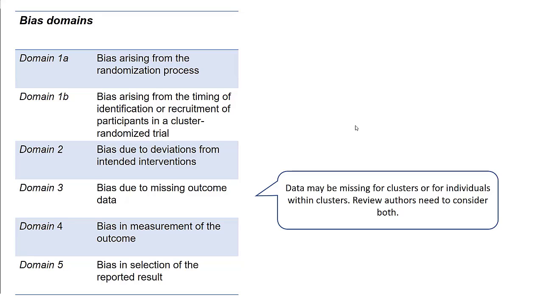I guess another point to make is that in a parallel group individually randomized trial, we have potentially data missing on individuals, but in cluster trials, we can have whole clusters that drop out in addition to individuals that drop out within clusters. So there needs to be consideration of data missing for both clusters and individuals within clusters.